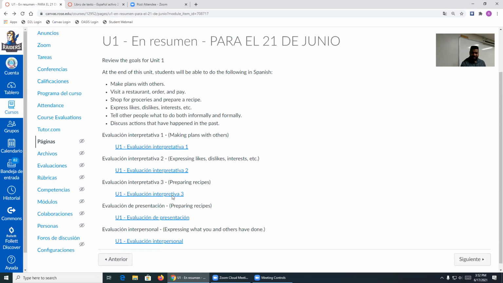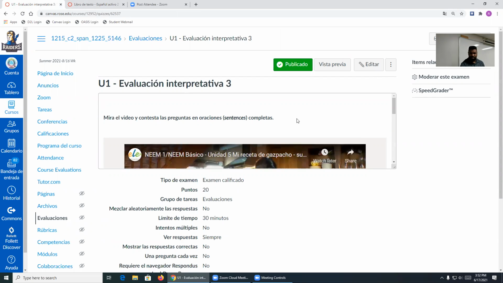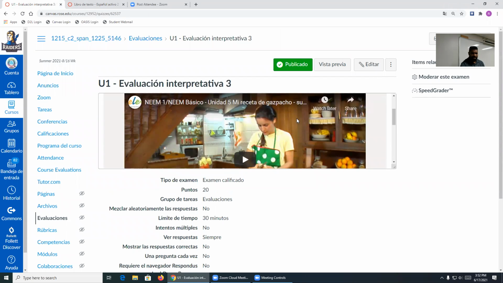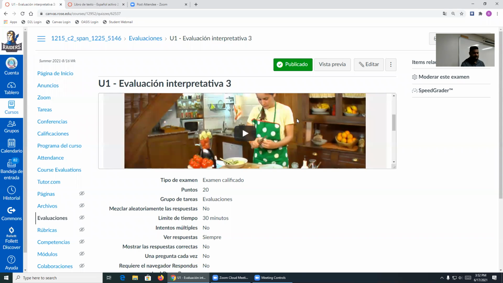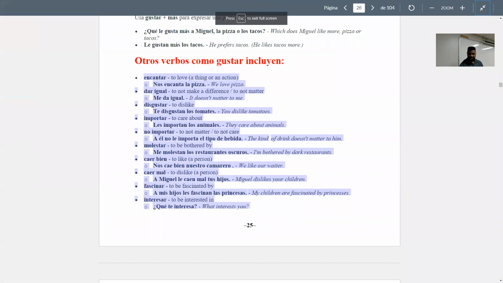Interpretativa 3, preparing recetas. Preparación de las recetas. So mira el video y contesta las preguntas en oraciones completas. Here, you can slow down the video as much as you need, and you want to answer according to what she says in el video. And I want to direct you to where you need to go in el libro de texto.